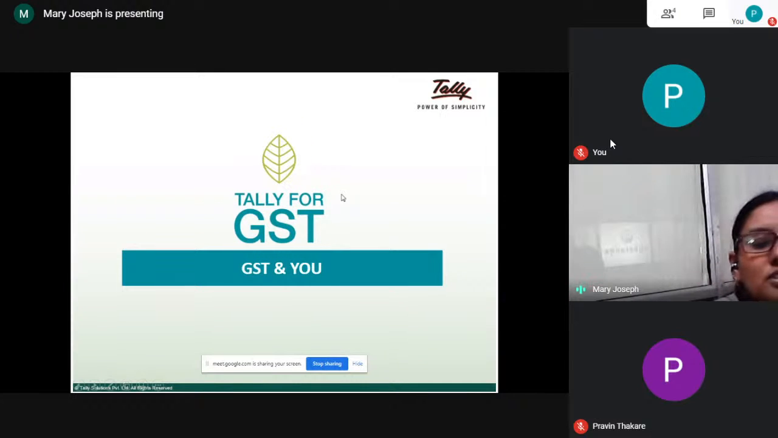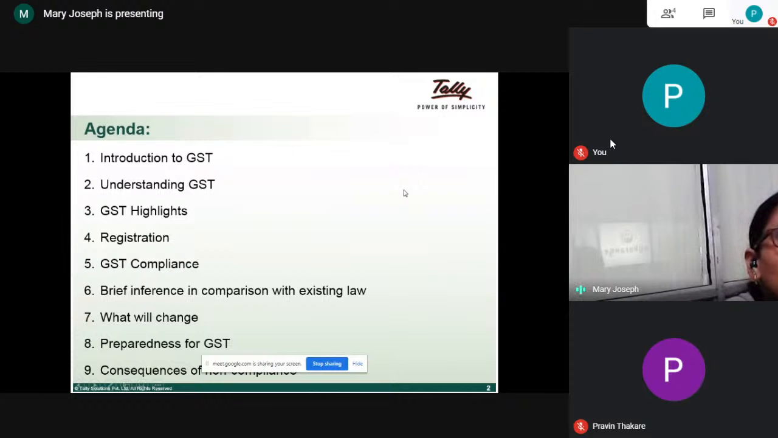Tally for GST and you. Today's agenda is to explain introduction to GST. Actually, GST is a taxation, indirect taxes. Introduction to GST. What is GST? Understanding GST. GST highlights, registration, GST compliances, brief comparison with the previous law, not the existing law. Existing law is the GST. The previous law, what will change? Preparedness for the GST.